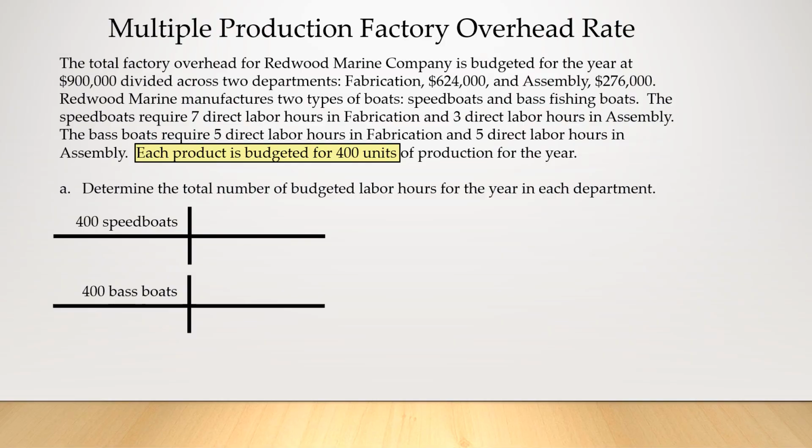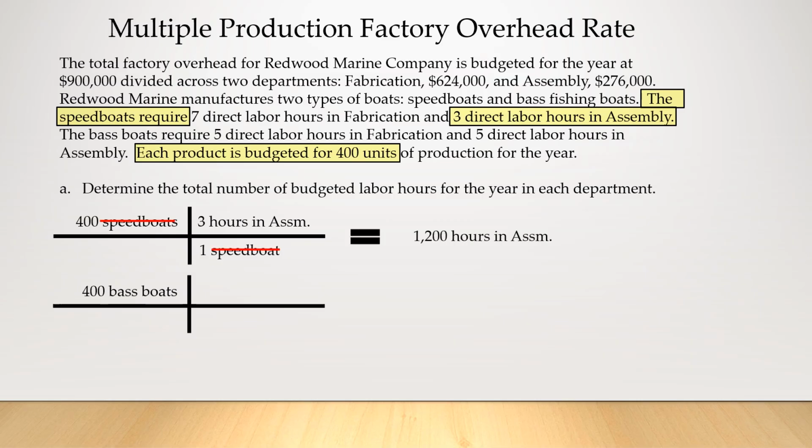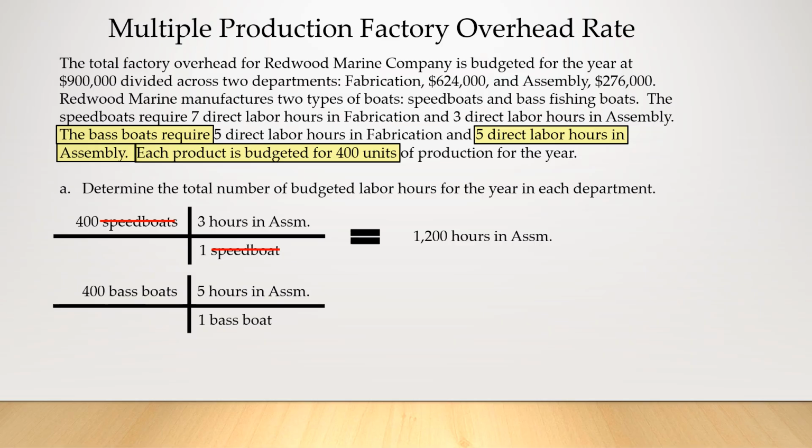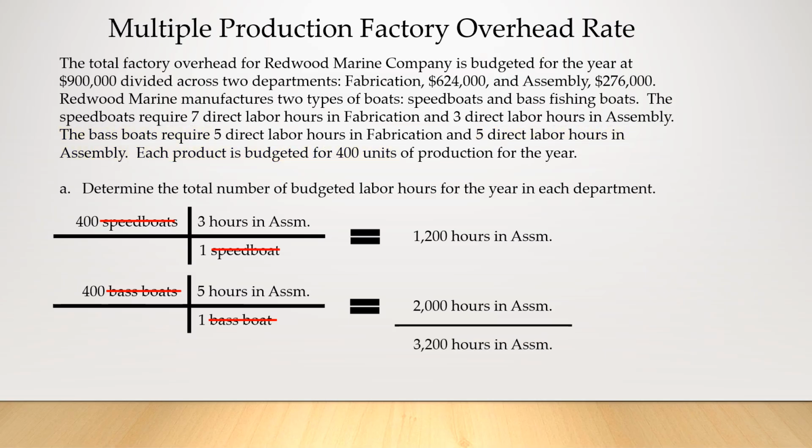Now we repeat the process for the assembly department. Each speedboat requires 3 hours of assembly, so our conversion rate is 3 over 1, giving us a product of 1,200 assembly hours. Bass boats require 5 hours of assembly, so that product line's conversion rate is 5 over 1, giving us 2,000 hours in assembly for bass fishing boats. Total assembly hours is therefore 3,200 hours.